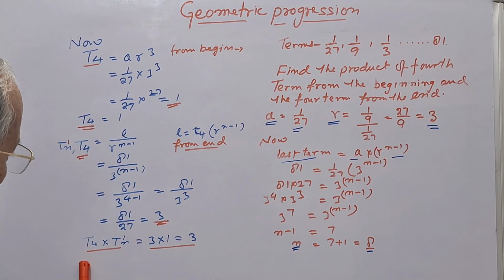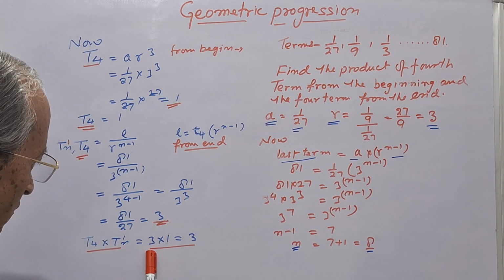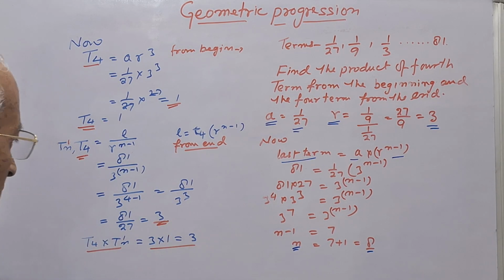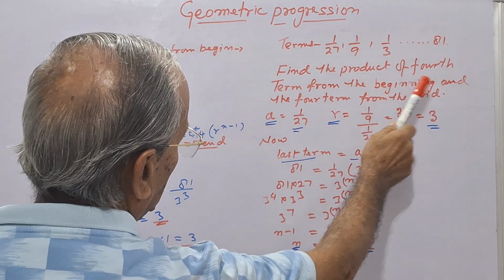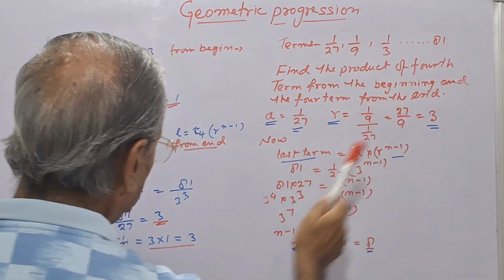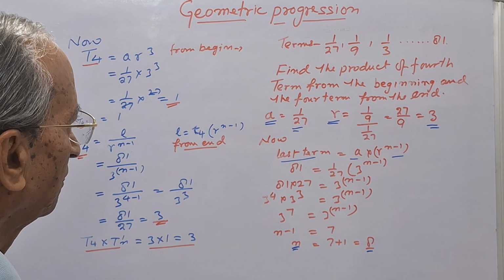Then T4 from the beginning into T4 from the last is equal to 3 into 1, that is 3. So the product of the 4th term from the beginning and the 4th term from the end is 3. So the question is very simple.